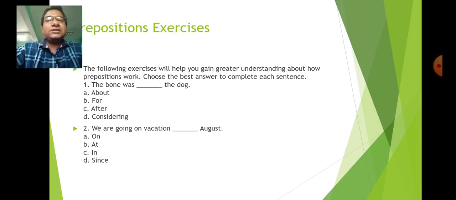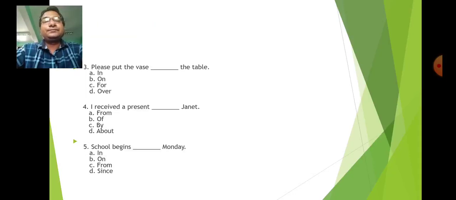First, the bone was dash the dog. About, for, after, considering. You have to choose one option. We are going on vacation dash August. On, at, in, since. All these prepositions have already been discussed with examples. Now it is the time for your assignment. It is time for your self-assessment, how and what you gained during the short span of time. If you have a problem, just visit a grammar book and your confusion will be solved.